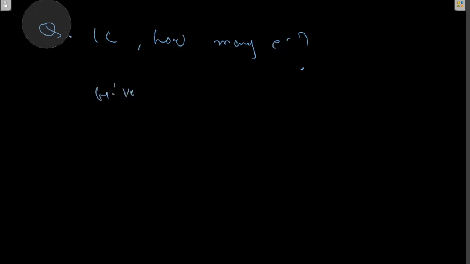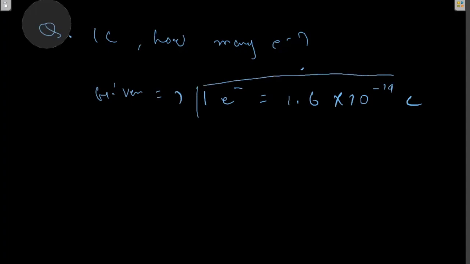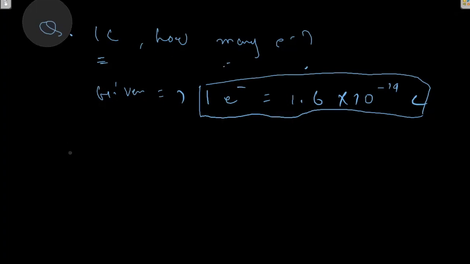Given that in one electron, remember this is a thing which you have to remember, there are 1.6 into 10 to the power minus 19 coulomb of charge. This is very important and you have to remember this. So how can we begin? So we know 1.6 into 10 to the power minus 19 coulomb is equal to 1 electron, right? 1.6 into this much charge has 1 electron.